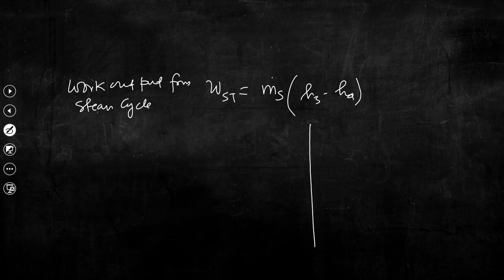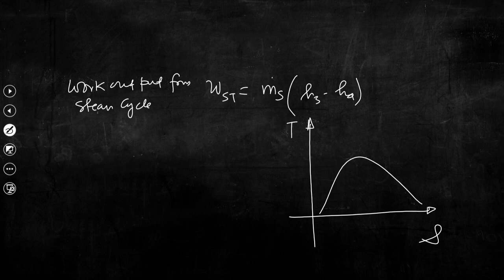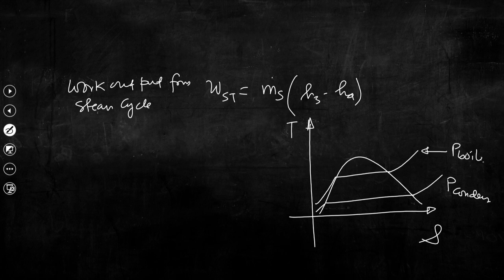So, now question is, we need to go for energy balance. For energy balance, we have to draw the TS diagram. Right. So, this is P condenser and this is P boiler. So, this is the 0.3, this is 0.4, this is 0.1, this is 0.2.